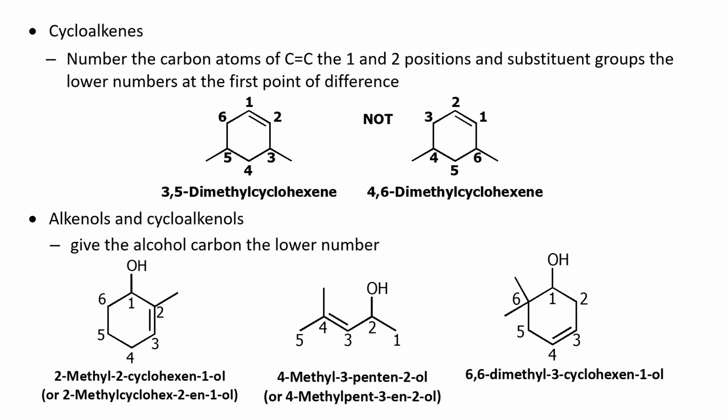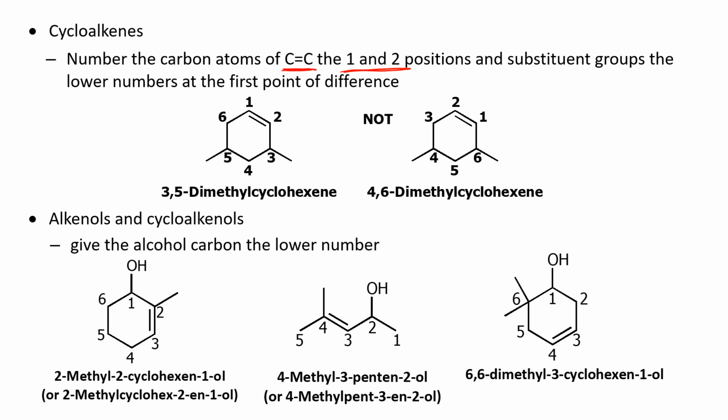Next, we're going to look at cycloalkenes. When we're naming and numbering our cyclic alkenes, you want to make sure to give the carbon-carbon double bond the 1 and 2 positions. And you're going to number through the double bond. Always, that's key. We number through the double bond. And the substituent groups go on the lowest numbers at the first point of difference.